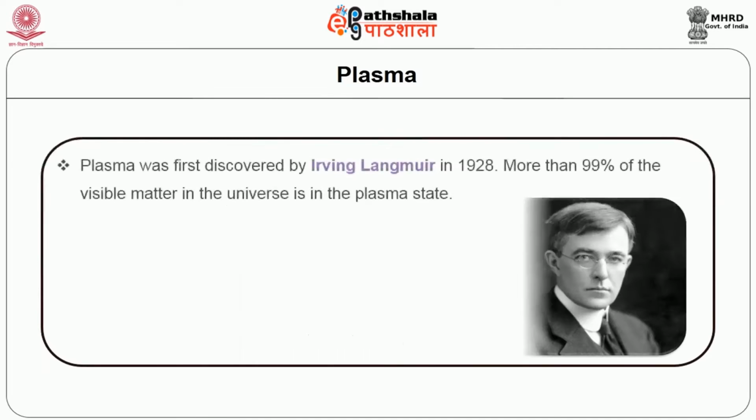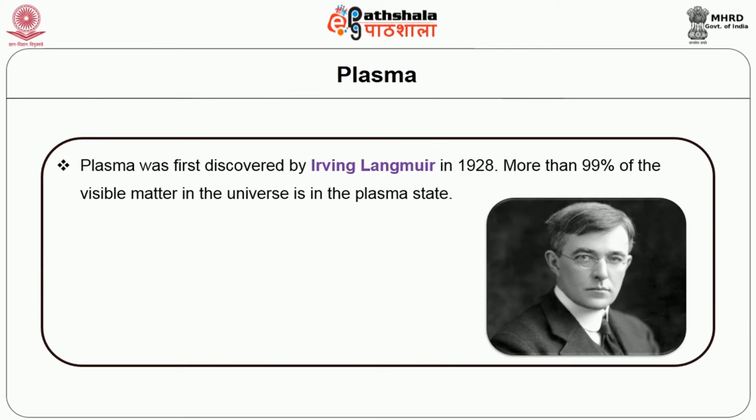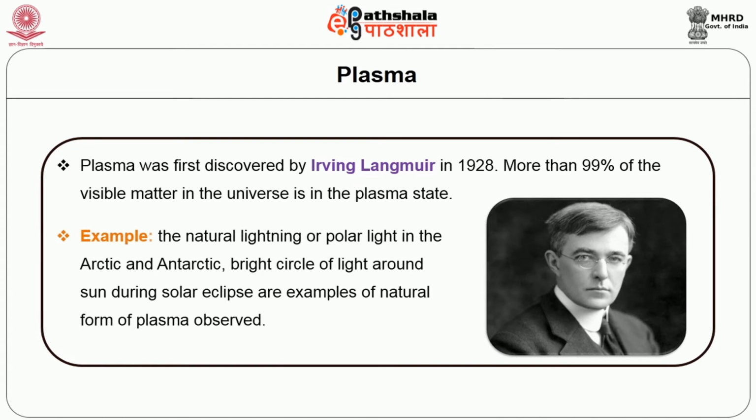Plasma was first discovered by Irving Langmuir in 1928. More than 99% of the visible matter in the universe is in the plasma state. For example, natural lightning, polar lights in the Arctic and Antarctic, and the bright circle of light around the sun during a solar eclipse are examples of natural forms of plasma observed.